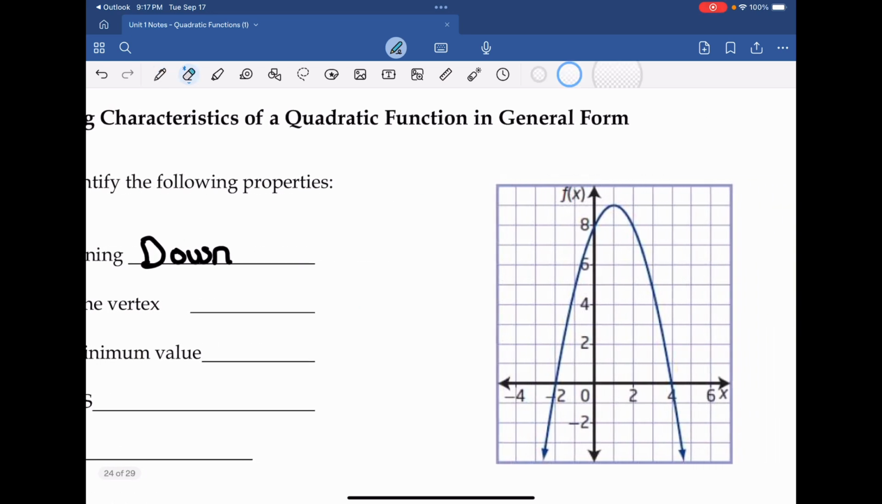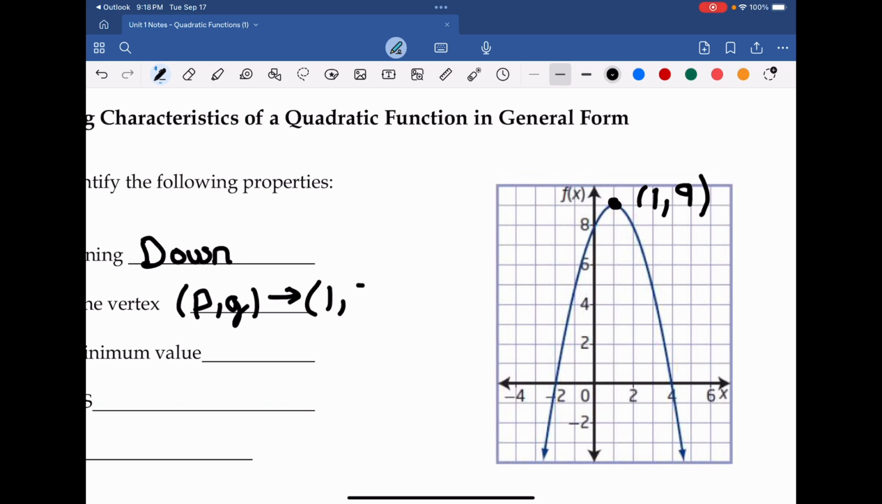What are the coordinates of the vertex? Well, we scroll over here, we see that the highest point, or the maximum, occurs here. And remember, it doesn't have to be a maximum. We could also have a minimum in terms of quadratic functions, but it just so happens this one faces down. I'm going to write this as 1 for x and, not 8, but we want to make sure this is 9 because it's 1 unit higher. So that means that our p and our q, which represent the vertex, are going to be 1 and 9.